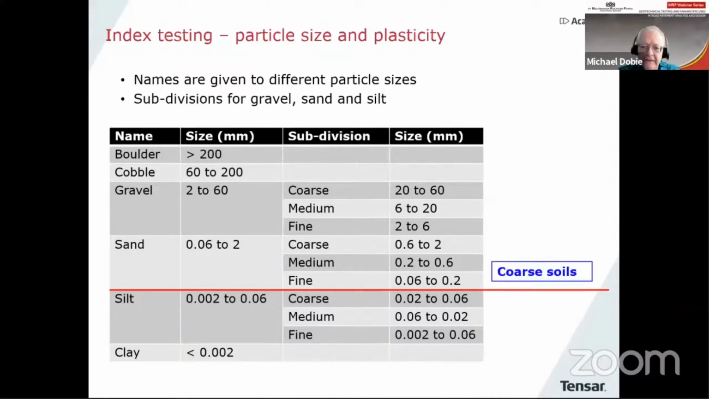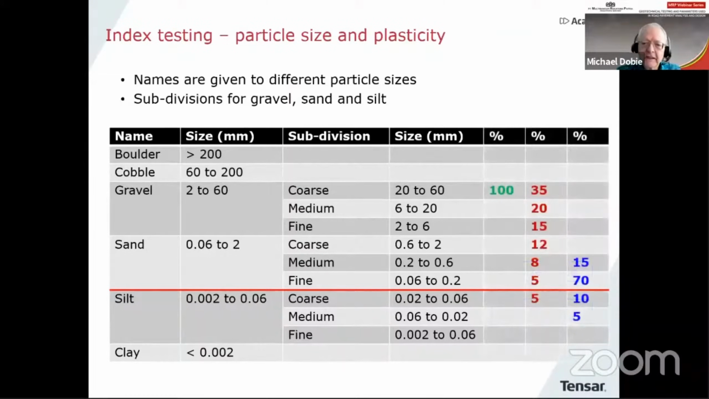So above the red line, we refer to as the coarse soils. And below the red line, we refer to these as the fine soils. And that is particularly important in pavement engineering. Those are important distinctions to make. And I put some typical examples here of three soils, a green soil, a brown soil, and a blue soil.